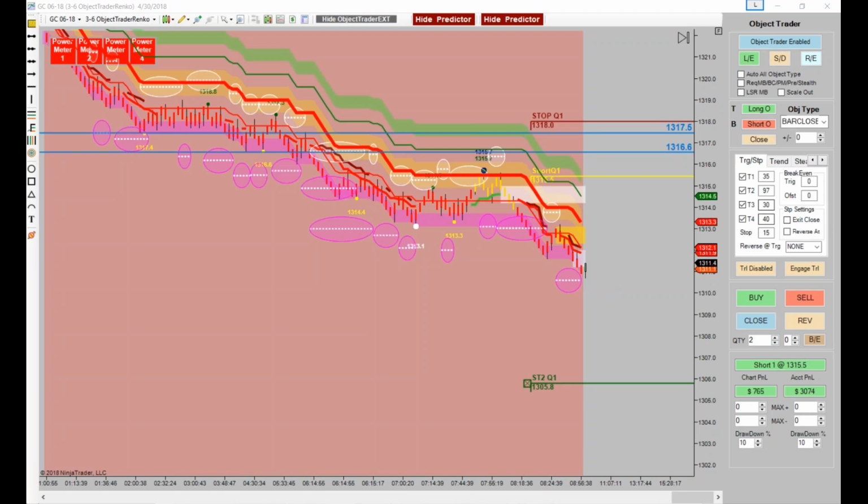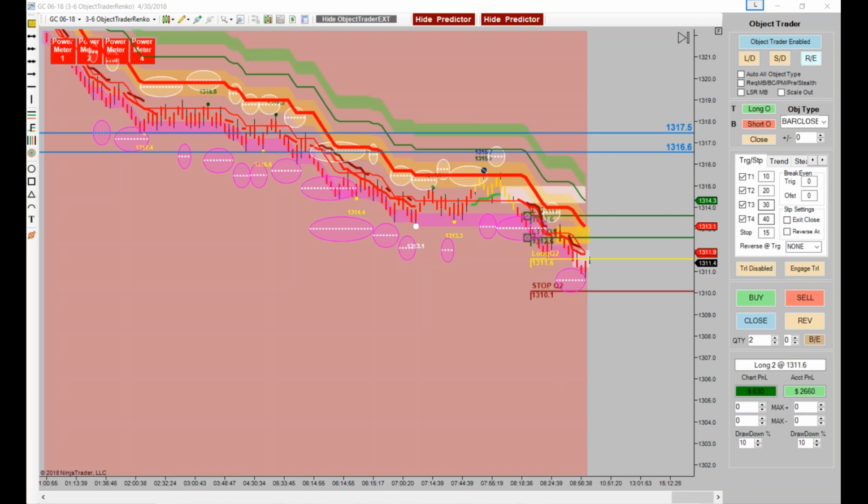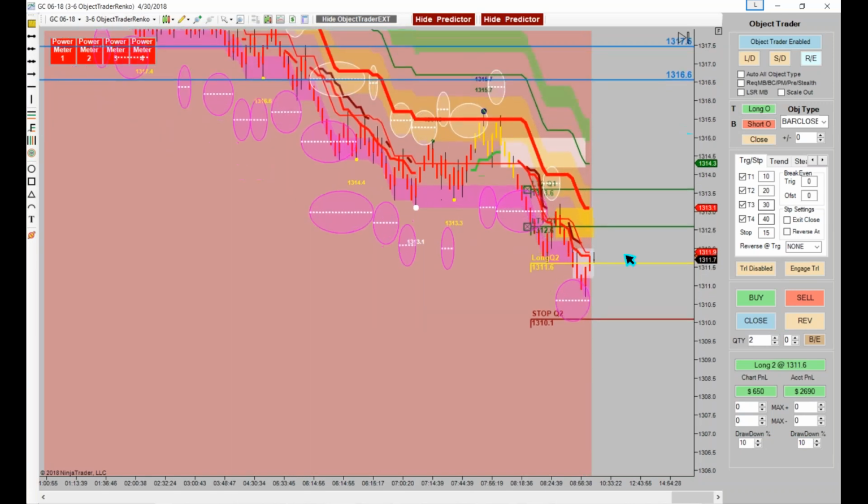Now, I'm not saying this trade is going to work. I want to show you how, if we get a reversal bar. There you go. Just got it. Okay. See, that reverses the trade. Now, did we want to reverse the trade? Well, maybe. It did bounce off predictor. I'd probably tighten the stop, though, just in case.